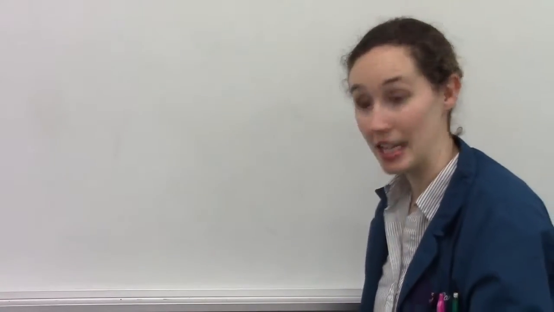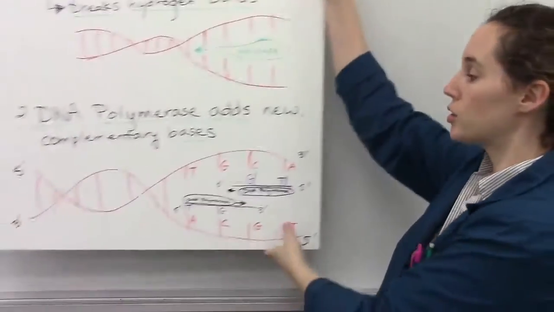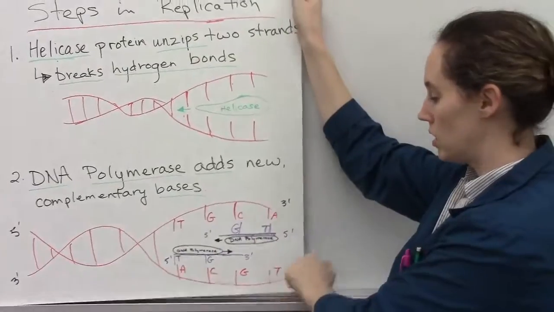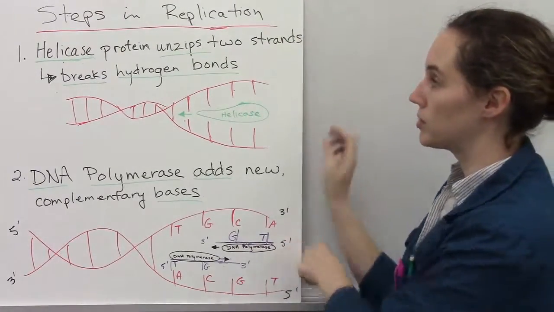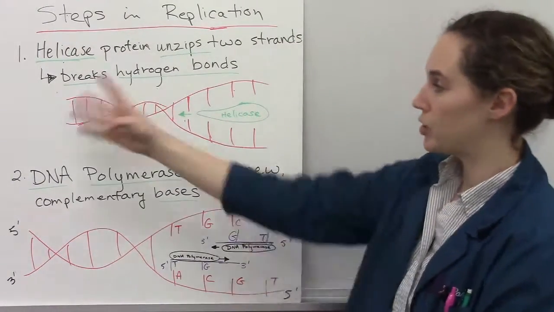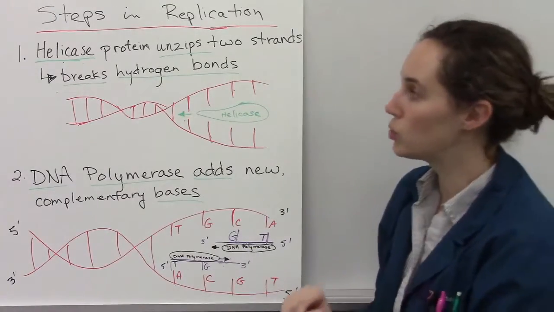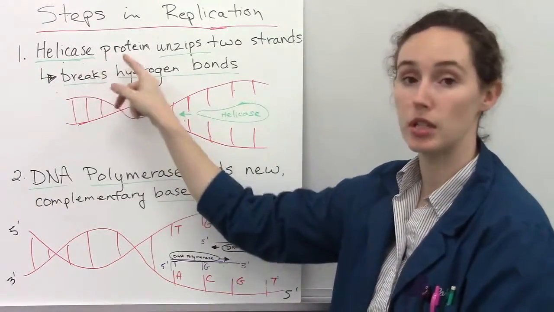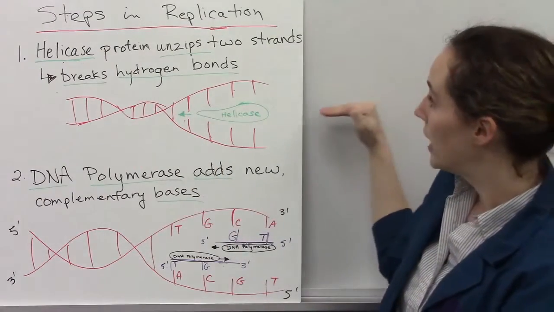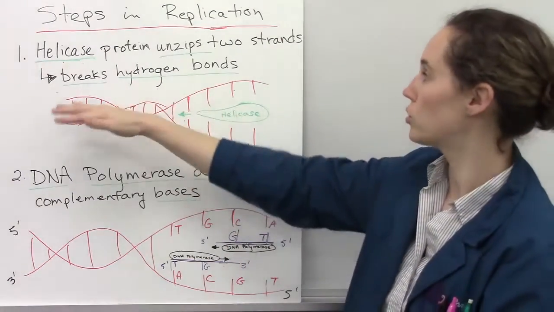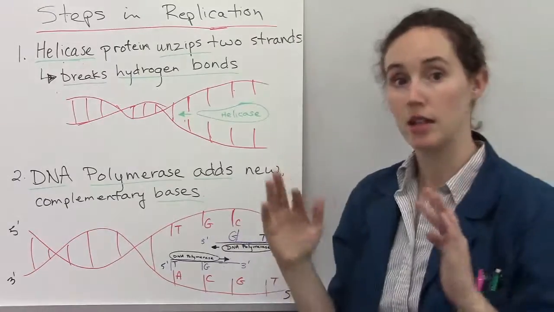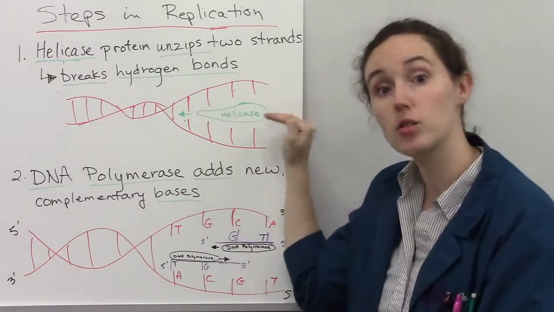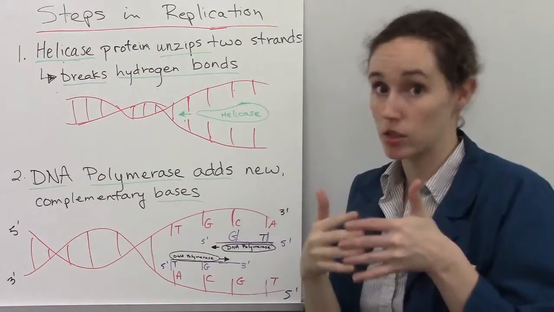So now, that gives us all the background we need to understand the details, the process of replication. So replication, here's your double helix. It begins when an enzyme called helicase, it's a protein, comes through and unzips the 2 strands of the double helix. And when it does that, it breaks those hydrogen bonds that are holding the nitrogenous bases together.